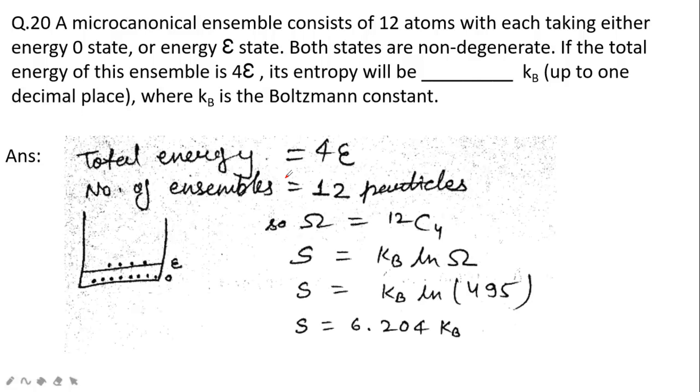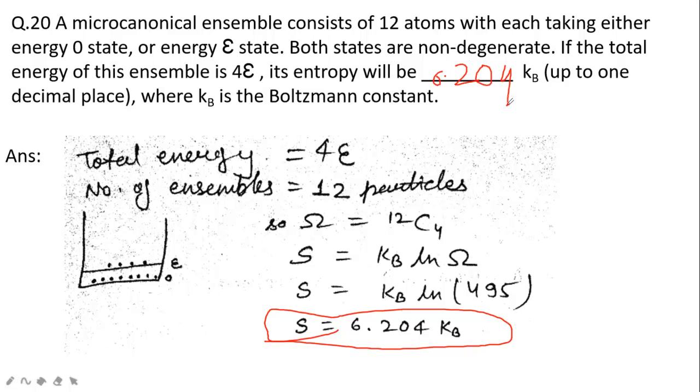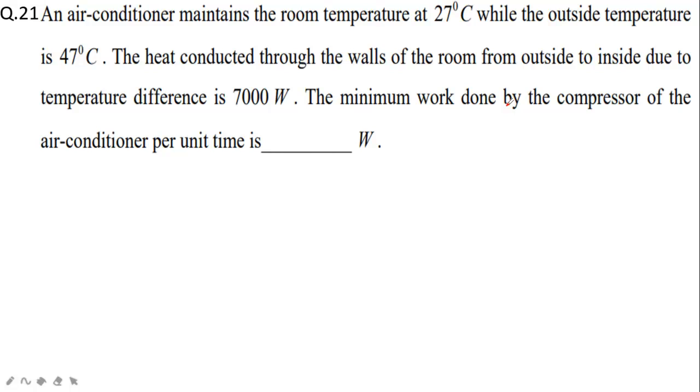So the total energy is 4 epsilon, total number of particles in the ensemble is 12. So number of ways omega will be 12C4. So S is kB ln omega, where omega is 12C4. Just put the value of 12C4 and you can get the result. Entropy will be 6.204 kB. So 6.204 will be the answer.